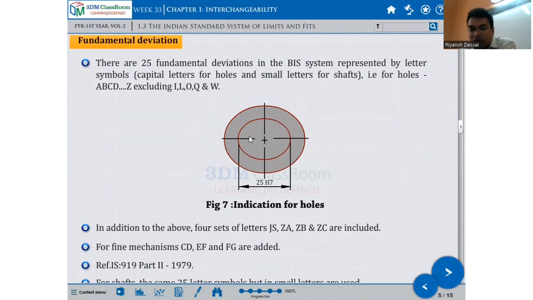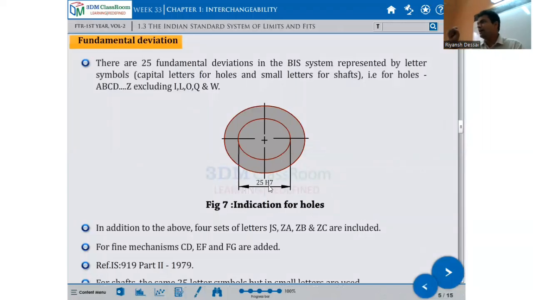So 25H7: 25 is the basic size, correct? And H7 is the tolerance system. But to indicate the tolerance, we cannot remember each one, so for the hole system there is one chart.